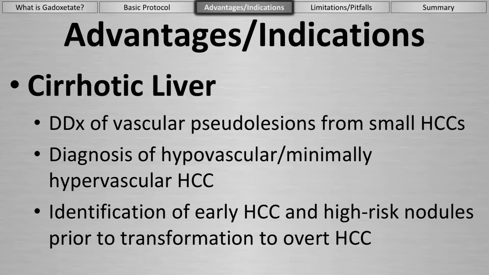Okay, let's shift gears from the non-cirrhotic liver to the cirrhotic liver. Advantages and indications of EOB in the cirrhotic liver is that it can differentiate vascular pseudolesions from small HCCs. It can help you diagnose hypovascular HCC, and it can help you identify early HCC and high-risk nodules. So we're going to go through each one of these 3 things in turn, starting with the first.